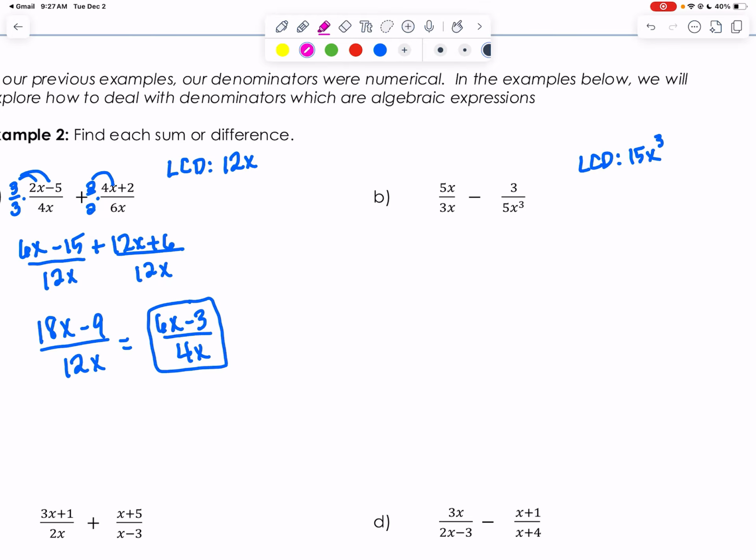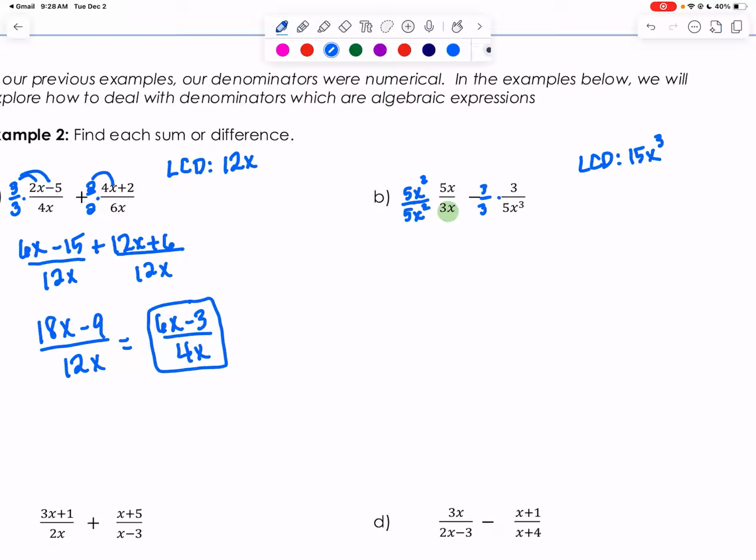So if I look at my first denominator, 3x, and I want to transform that into 15x cubed, I'm going to need to multiply by 5 over 5. And then to get the x cubed, I want to transform x into x cubed. I would have to multiply by x squared. All right. For my second fraction, to turn 5 into 15, I would need a 3. And we already have x cubed, so I'm just going to multiply by 3 over 3.